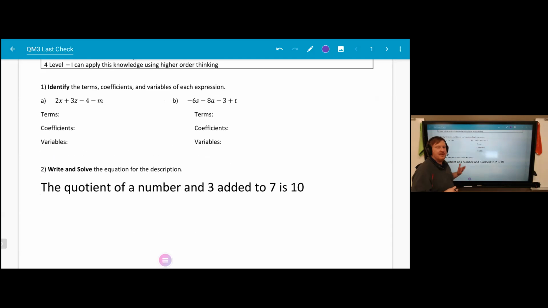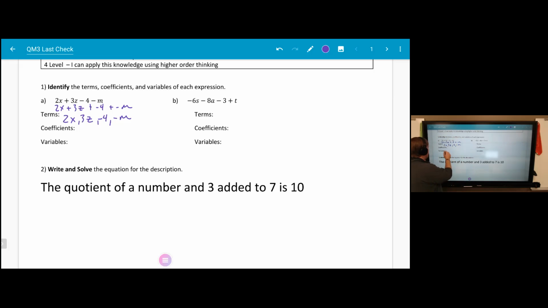I like to take these and rewrite these as addition when there's subtraction in between because terms are the things that are added together. So this could be 2x plus 3z plus negative 4 plus negative m. The terms added together then are 2x, 3z, a negative 4, and a negative m. For me, I like to go to the variables next because that tells me how many coefficients I have.